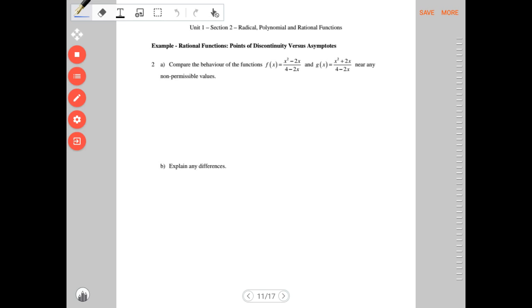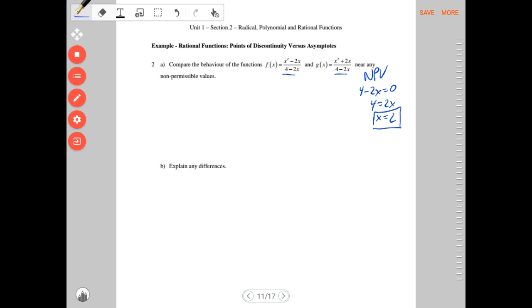Perfect. Okay, number 2. Rational functions, points of discontinuities versus asymptotes. Compare the behavior of these functions near any non-permissible values. So remember we talked about this. Whenever you have functions, we're going to factor the top, factor the bottom, and see what happens. Notice that they both have the same denominator. So NPVs, that's when 4 minus 2x equals 0. So 4 equals 2x, divided by 2, divided by 2, and x equals 2. So there is going to be something going on at x equals 2.